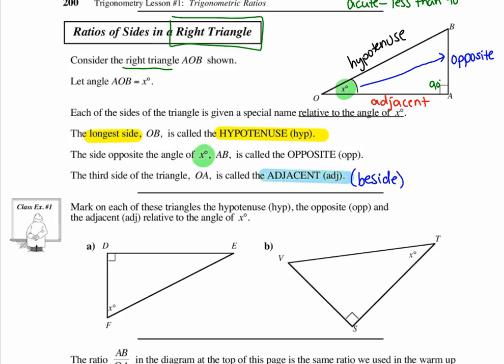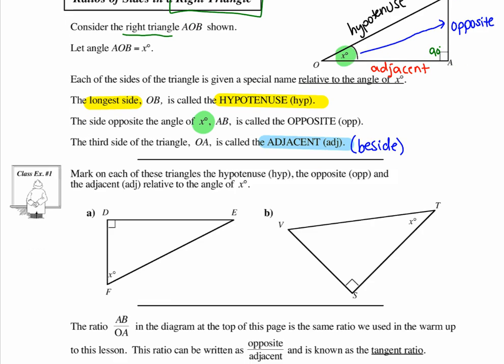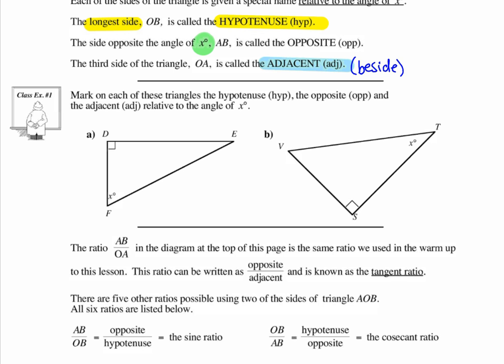Okay, so that's how we label a triangle. So let's practice that on these guys. We're going to mark them as hypotenuse, opposite, and adjacent. Do you want to try it yourself? Okay, so based on this angle F, label hypotenuse, opposite, adjacent.